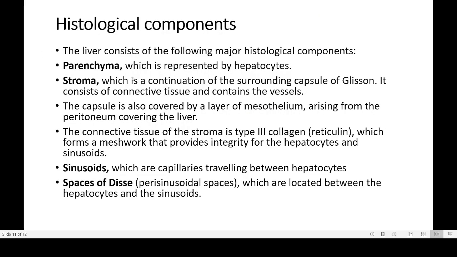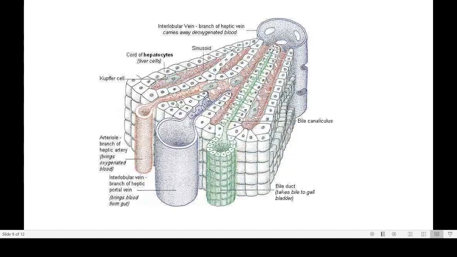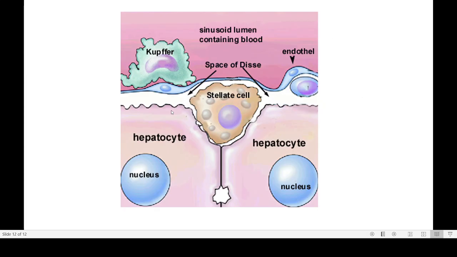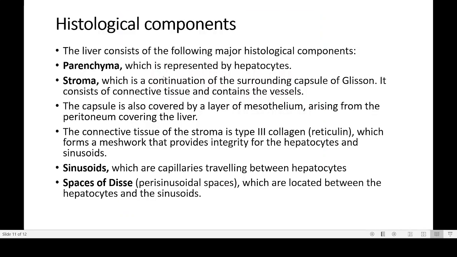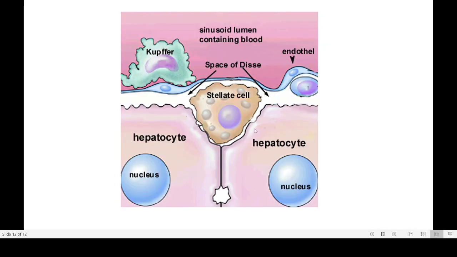One is the parenchyma. Here you can find this is the parenchyma. These cells are known as the parenchyma. Here also you can find that. In the liver, they are formed of different types of hepatocytes. They are known as the parenchyma. Parenchyma is represented by the hepatocytes. So this is a structure of the liver, and each liver is formed of a number of hepatocytes.